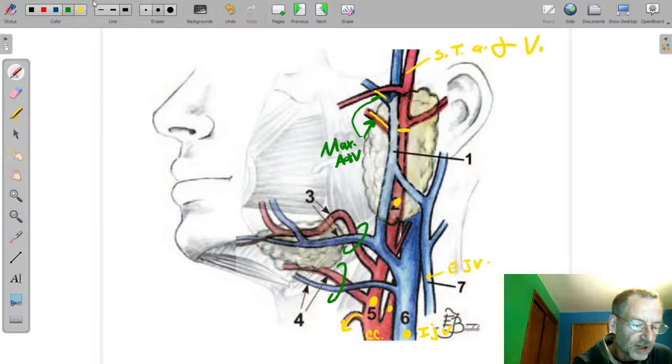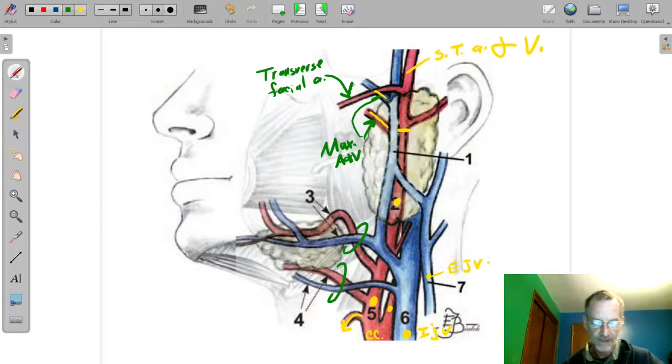And this one I haven't really talked about, but this is the transverse facial. You'll see it labeled, but I haven't asked you to know that one. Okay? So highlight where the retromandibular vein is. It would be from where the superficial and the maxillary join. So this is the retromandibular. And then there is this anterior branch, and then there's the posterior branch. Okay, good.